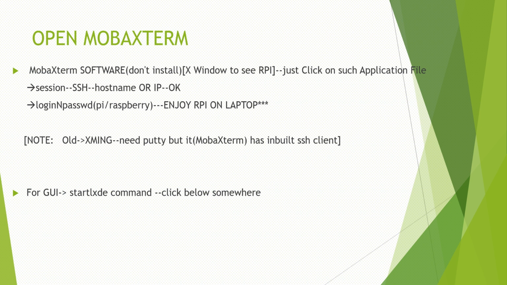One more point, guys. Before MobaXterm, there was one more software, Xming. It is also helpful, but what is lacking in Xming is the SSH client. So using Xming, you have to use PuTTY externally. But in MobaXterm there is no need for PuTTY, because it already has an inbuilt SSH client. For the GUI, one command you have to remember: startlxde. Use the command startlxde and the GUI appears. So I am going to discuss each and everything.